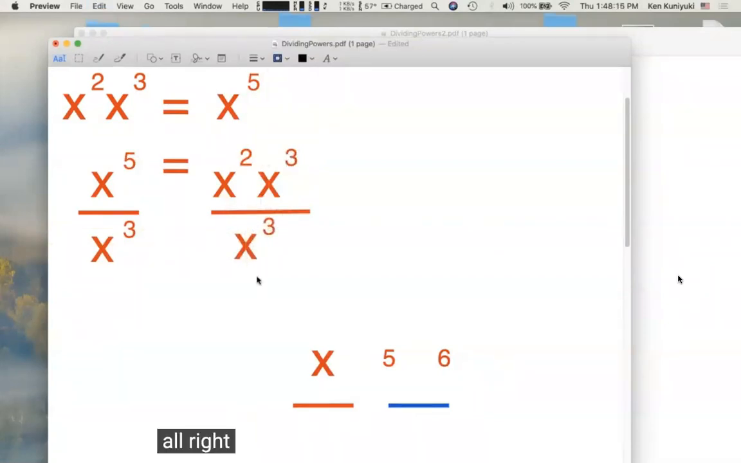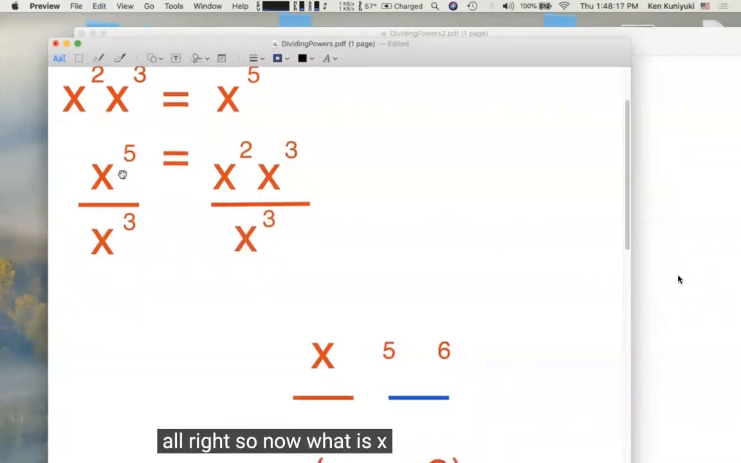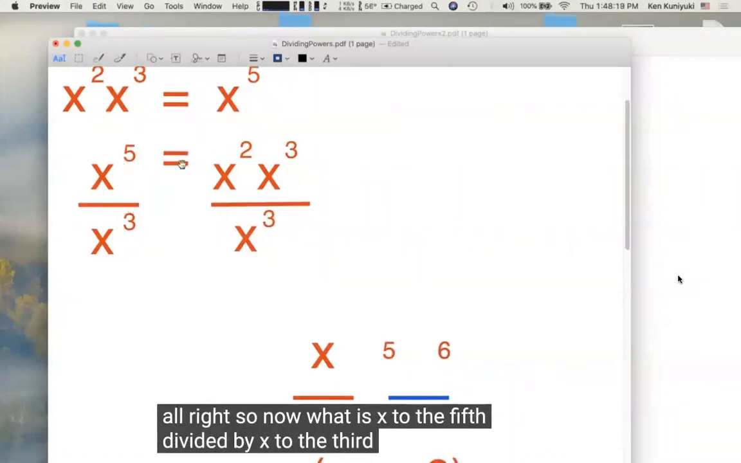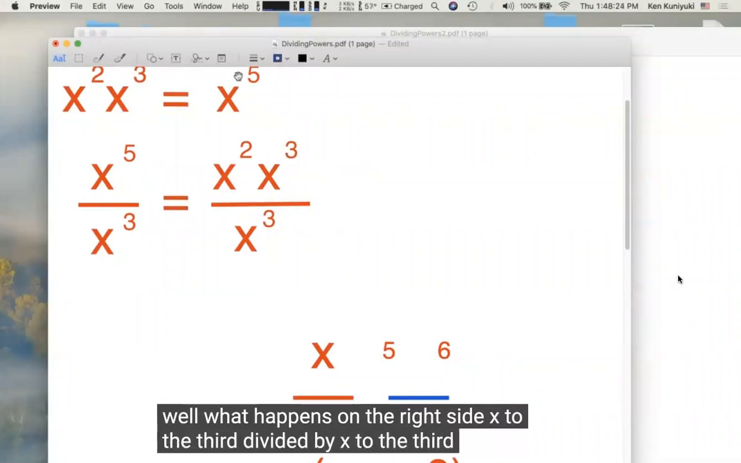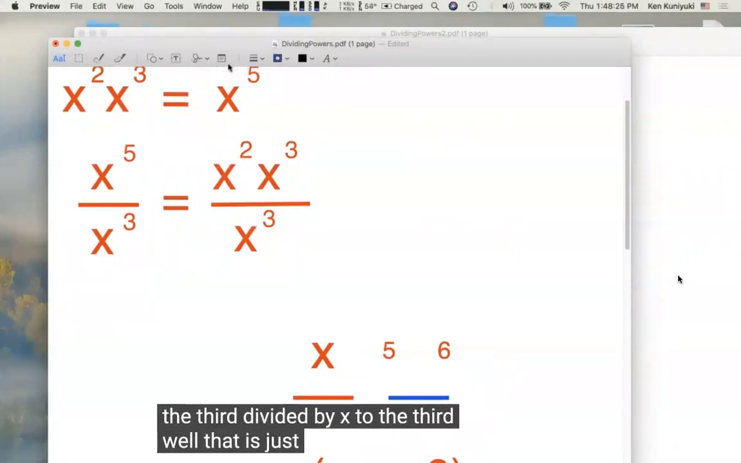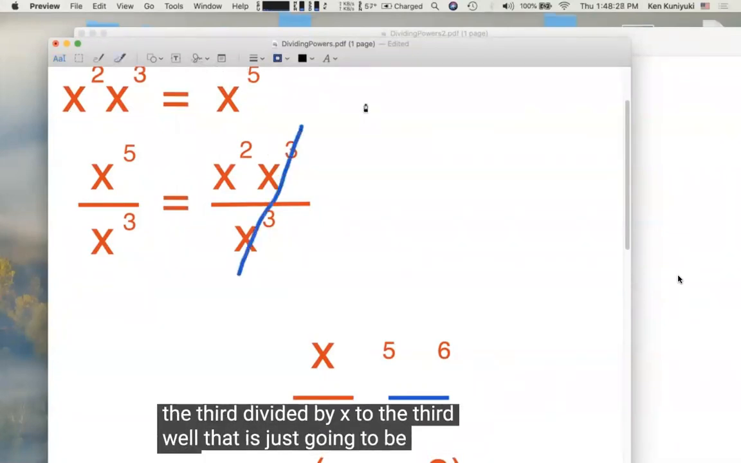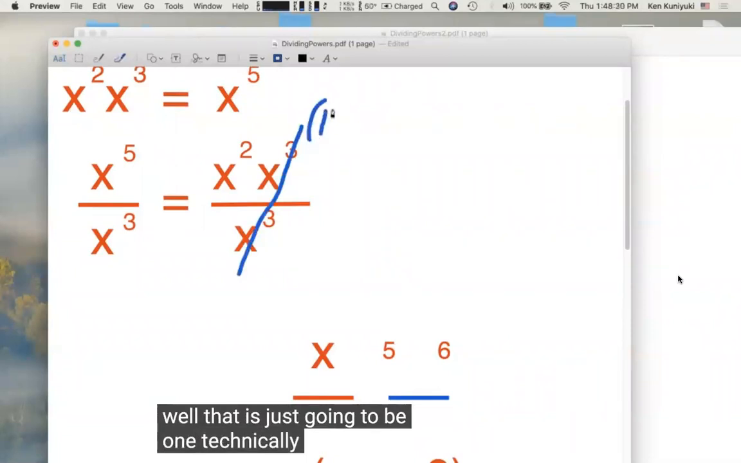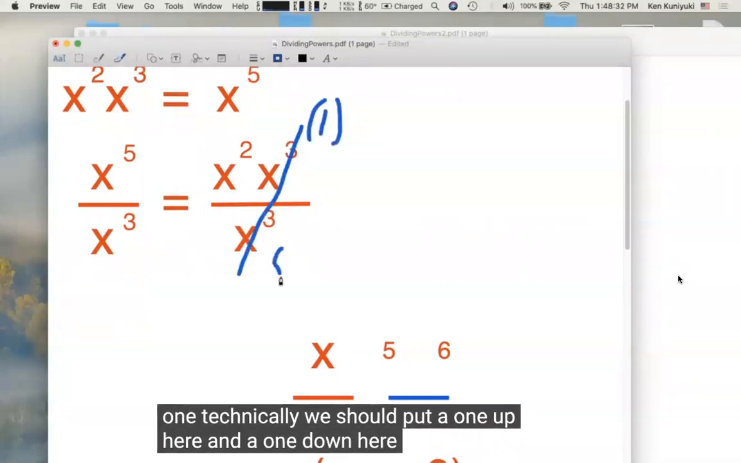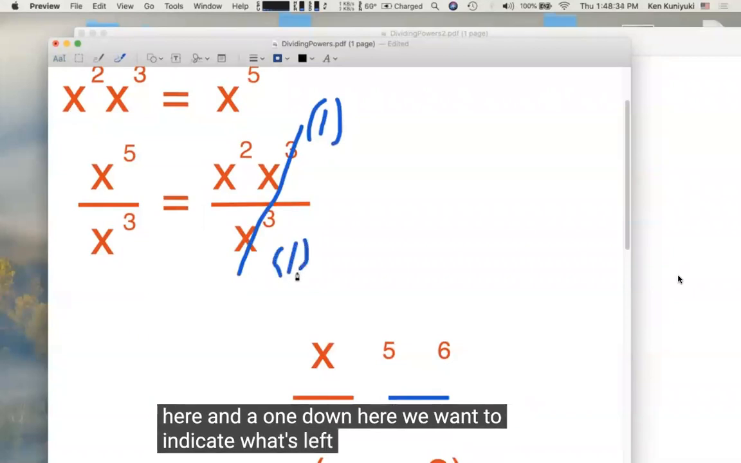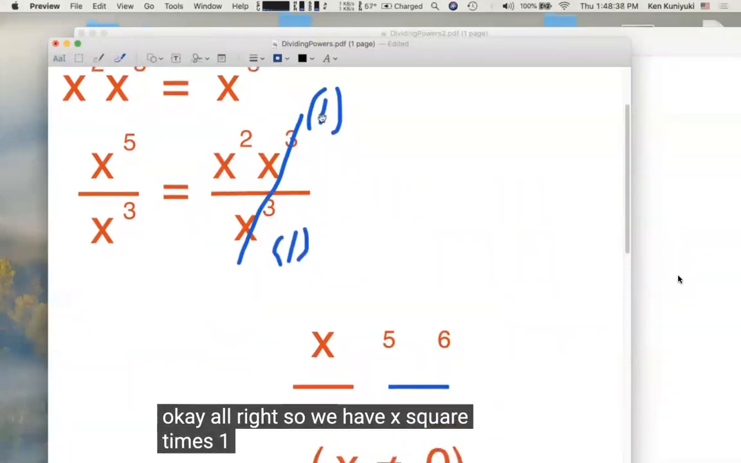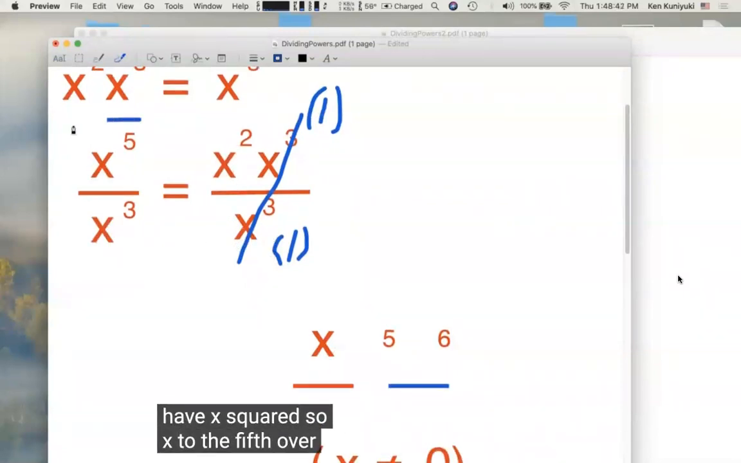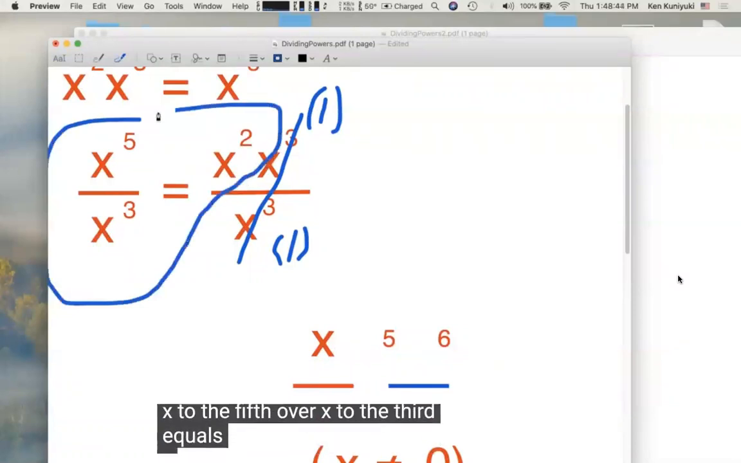All right. So now, what is x to the fifth divided by x to the third? Well, what happens on the right side? X to the third divided by x to the third is just going to be 1. Technically, we should put a 1 up here and a 1 down here. We want to indicate what's left. So we have x squared times 1 divided by 1. Bottom line is we have x squared. So x to the fifth over x to the third equals x to the second.